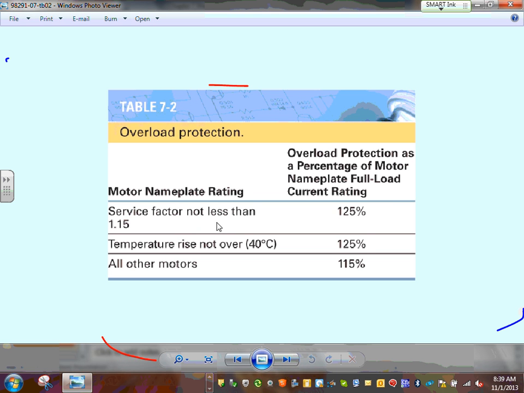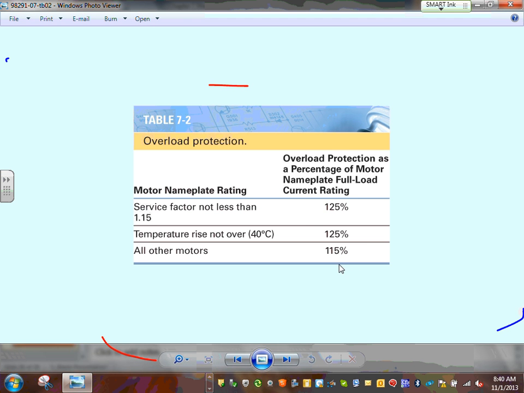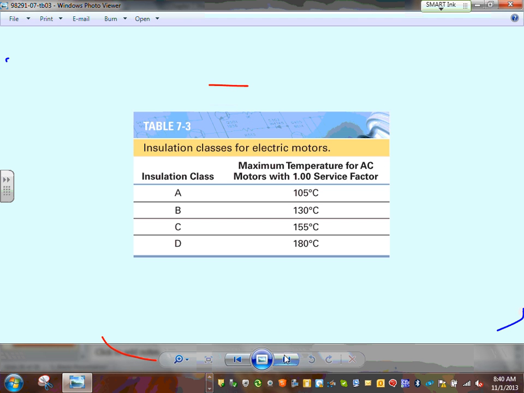Overload, these are guys directly from the code. If your service factor is less than 1.15, not less than 1.15, 1.25, temperature rise not over 40, 1.25. All other conditions are 1.15, directly from the code, and we use them.